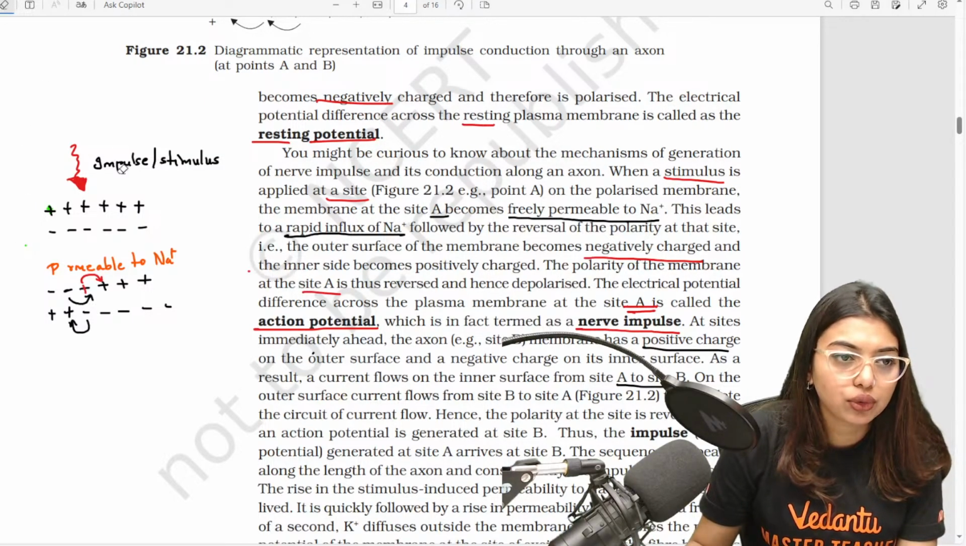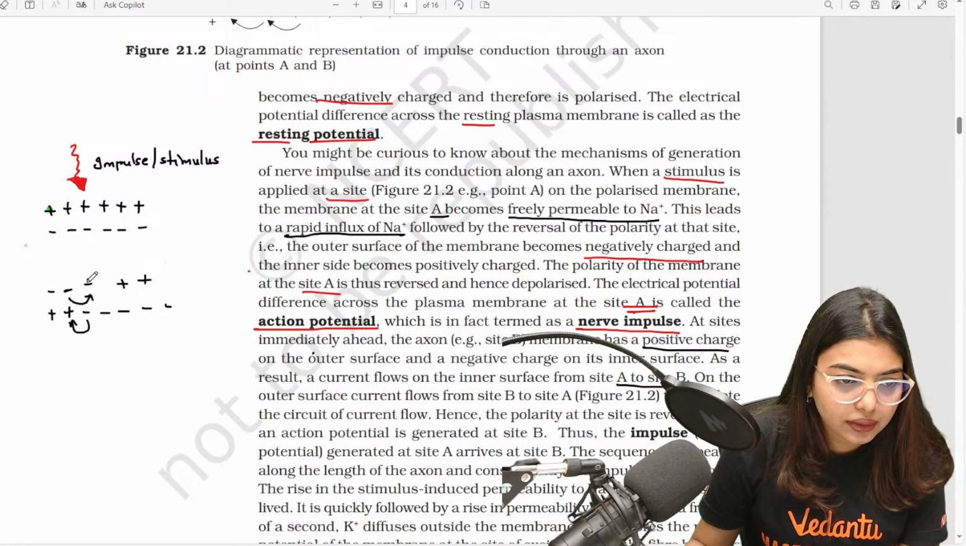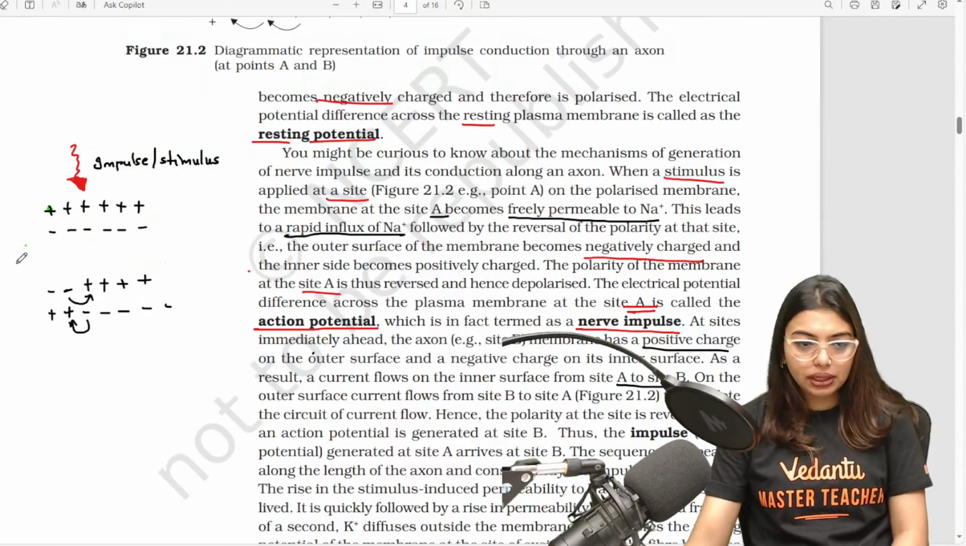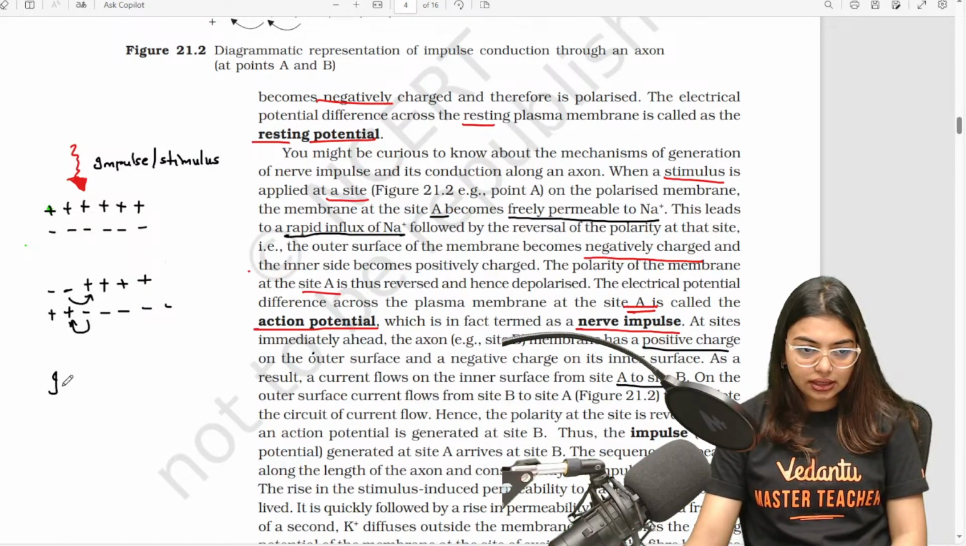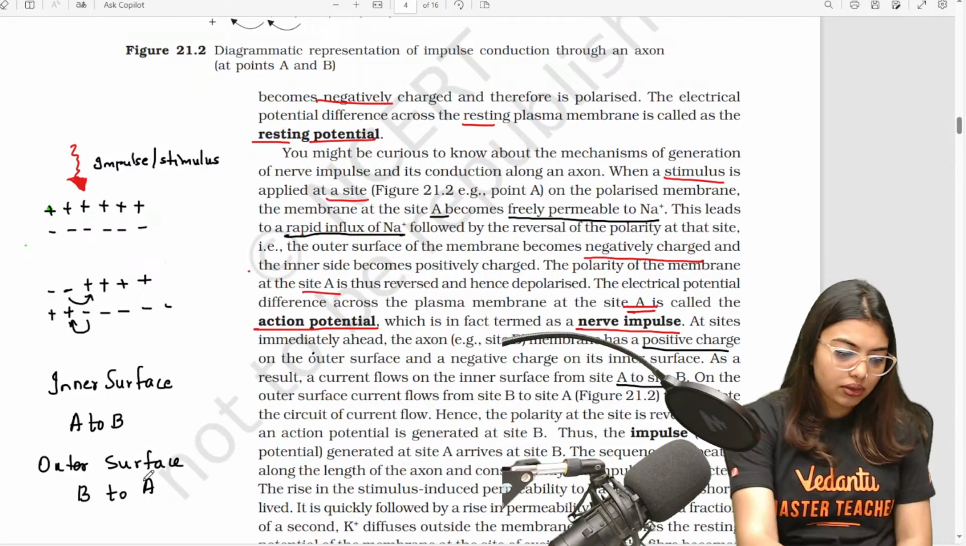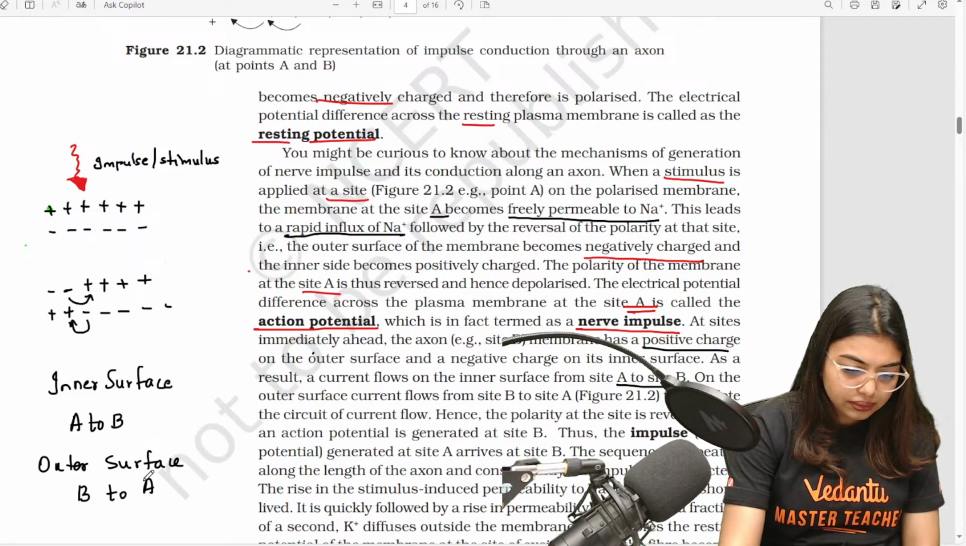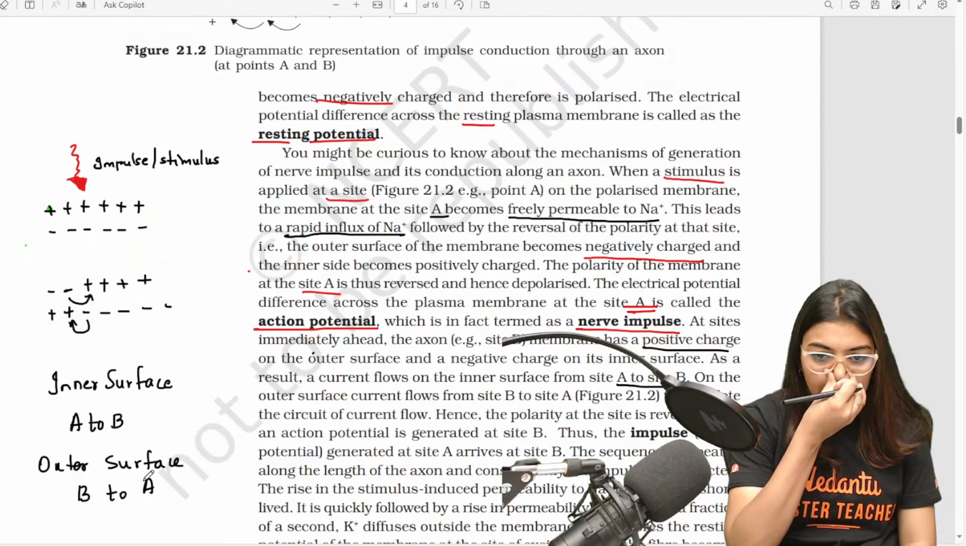This is what they have told. Done. A to B, B to A. So inner surface, A to B, outer surface, B to A. Okay, B to A. Clear? Okay, perfect.